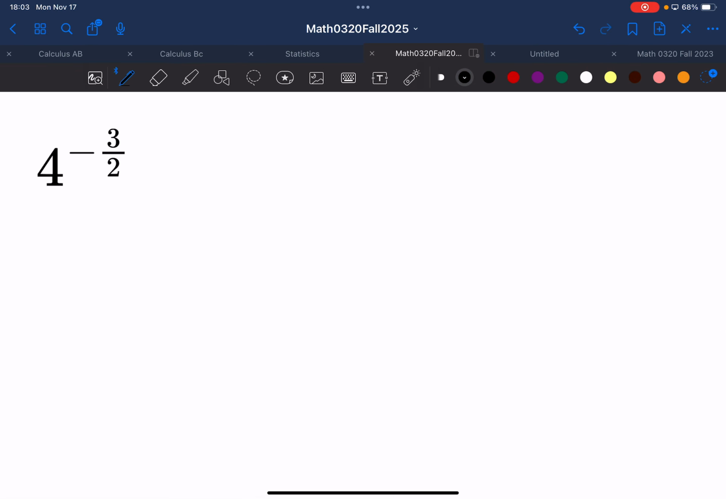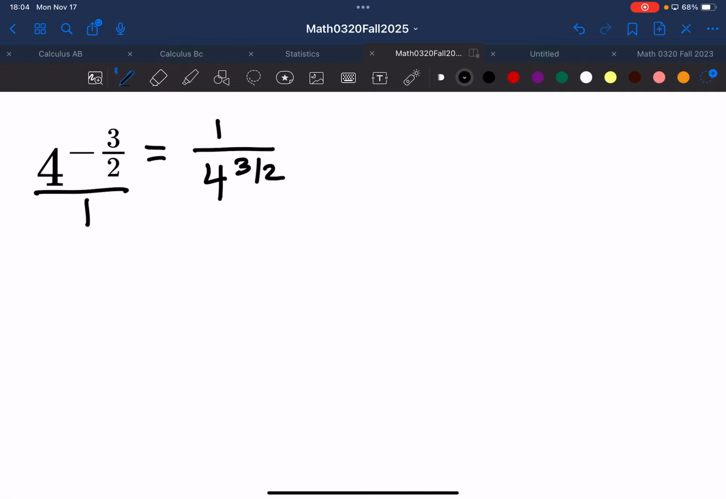Okay, what would be my first step here? Good, we get rid of that negative exponent. We need to make it positive. Since it's in the numerator, technically, because that's over 1, we're going to move it to the denominator. So it's going to be 1 over 4 to the 3/2 power. Always get rid of the negative exponent first.